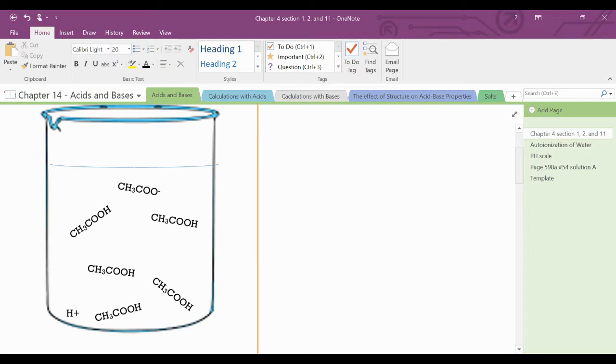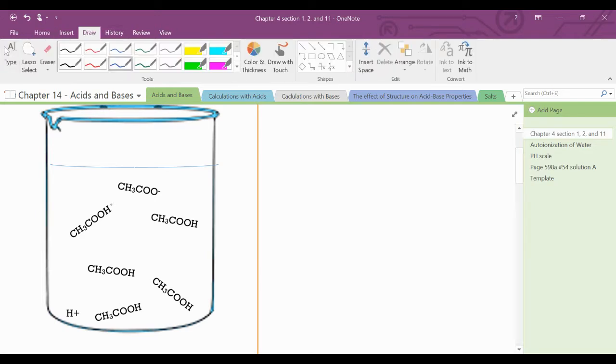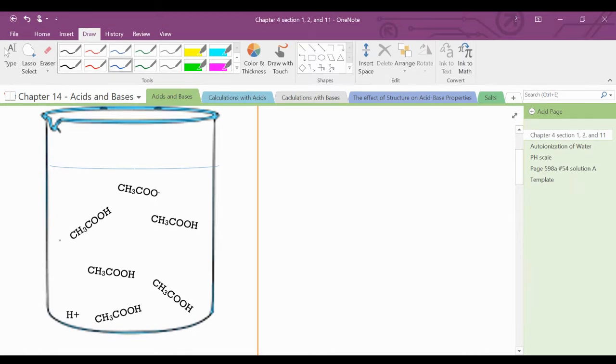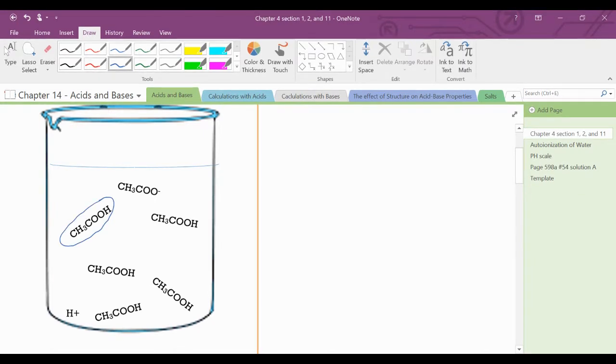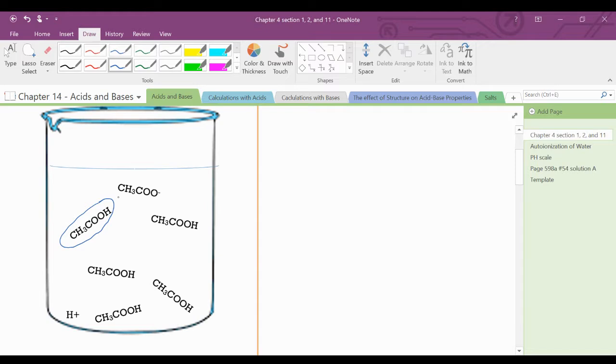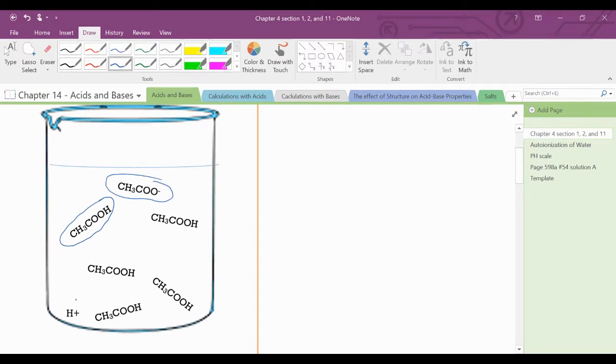Okay, so we're going to spend a lot of time looking at particle models today. So when I look at this particle model, I can see that I have molecules of acetic acid. I can see that I have acetate ions. And most importantly, I can see that I have a hydrogen ion. And the fact that this solution breaks apart to give me a hydrogen ion tells me that this is an acid.